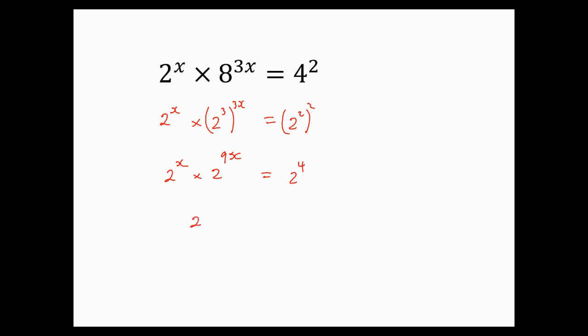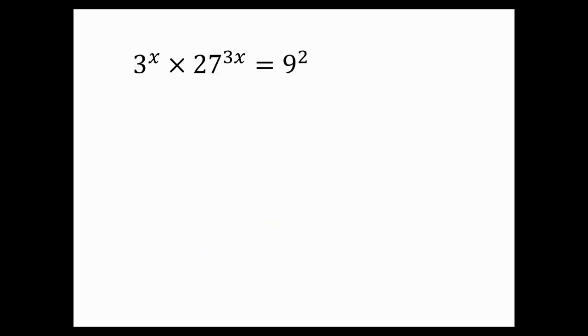Adding the powers, we get 2 to the power of 10x equals 2 to the power of 4. So therefore 10x is equal to 4, because we have 2 to the power of something equals 2 to the power of something else. So the powers must be the same. Then x is equal to 4 over 10.